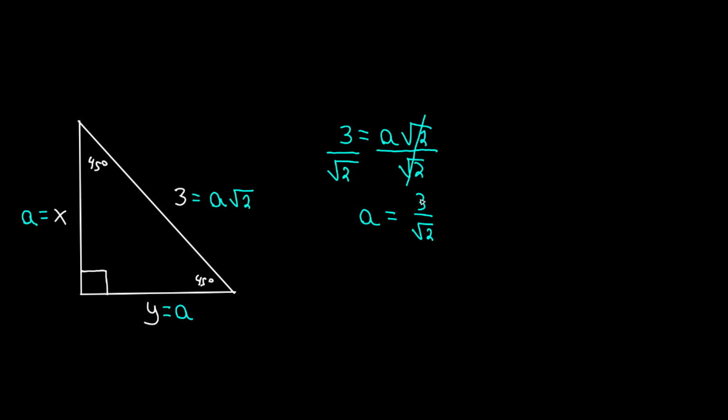But I don't think I've met a teacher yet that is okay with having the square root in the bottom. So what we have to do to get that square root out of the bottom is multiply it by the square root of 2 over the square root of 2. So this comes out to 3 times the square root of 2 all over 2, because the square root of 2 times the square root of 2, so the square roots cancel out.